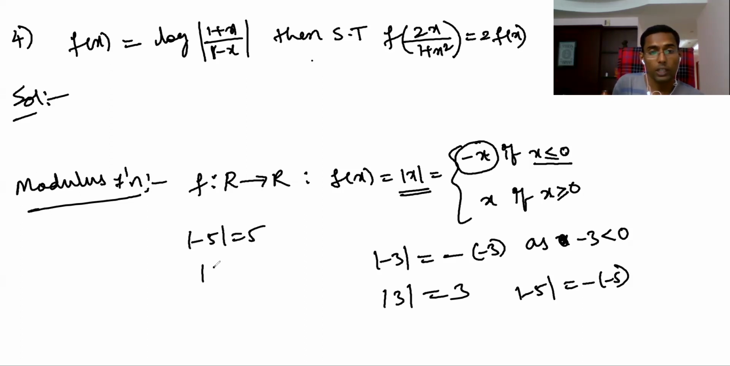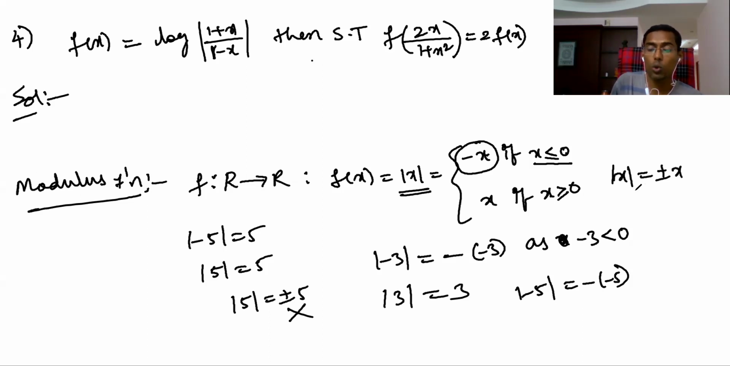If plus 5 comes, you write only 5. But some people write plus or minus 5. No, this is wrong. Mod x you can write as plus or minus x only when you don't know what the x value is. If x is greater than 0, mod x is x only. If x is negative, mod x equals minus x. Since x is a variable and you don't know, we write minus x if x is less than 0, and plus x if x is greater than or equal to 0. This is the modulus function.